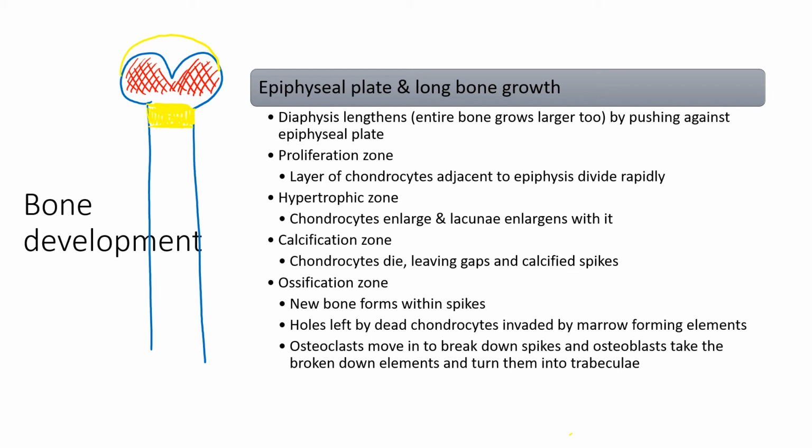So the proliferation zone, if I can zoom in here, nice big cartilage growth plate. There your epiphysis would be there, and the diaphysis would be there. The proliferation zone is the layer of chondrocytes adjacent to the epiphysis, and they divide super rapidly. So you have chondrocytes right in here that are dividing.